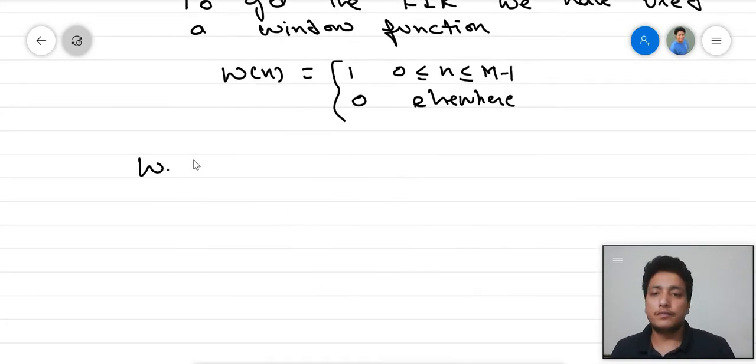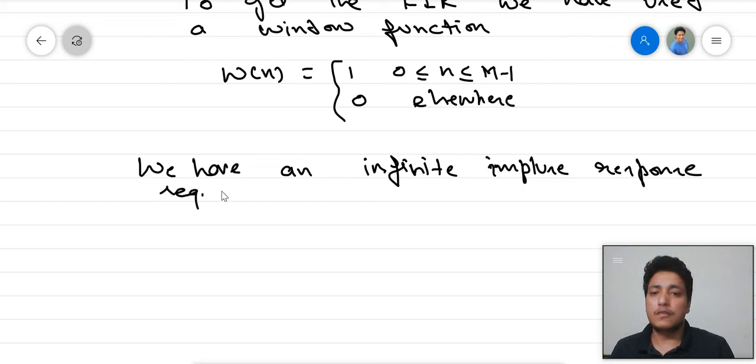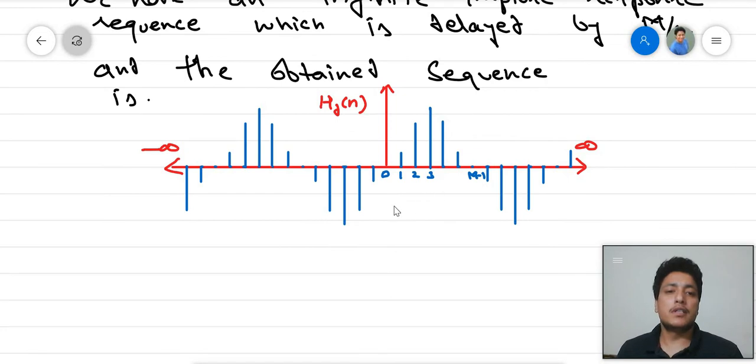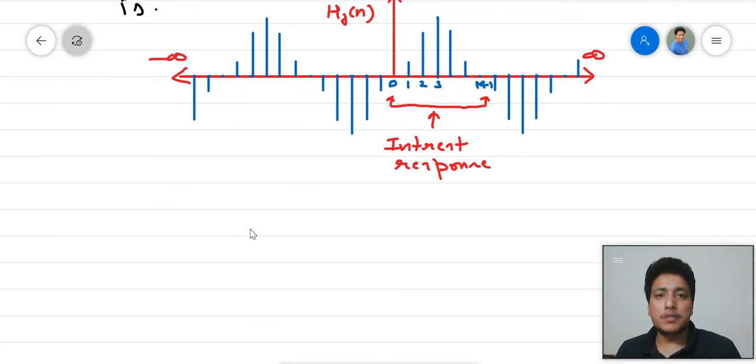So we have an infinite impulse response sequence which is delayed by M by 2, and the obtained shifted sequence is represented as h_d(n). As we have shifted this sequence, the response in which we are interested lies from 0 to M minus 1. Now we have already delayed this sequence.